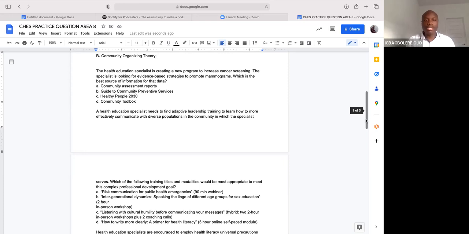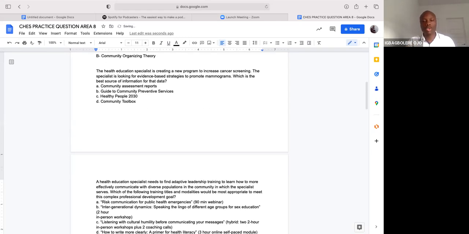The health education specialist is creating a new program to increase cancer screening. The specialist is also looking for evidence-based strategies to promote these mammograms. Which is the best source of information for that data? There are about two components to this question. The specialist is creating a new program to increase cancer screening, a totally new program. At the same time, the specialist is looking for evidence-based strategies, which means even though it is a new program, the specialist is also looking for something that has been done in this direction.